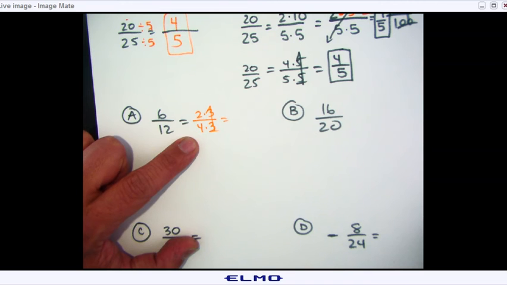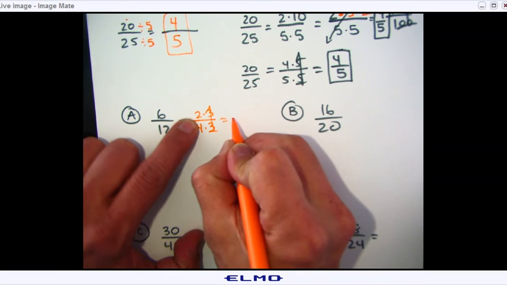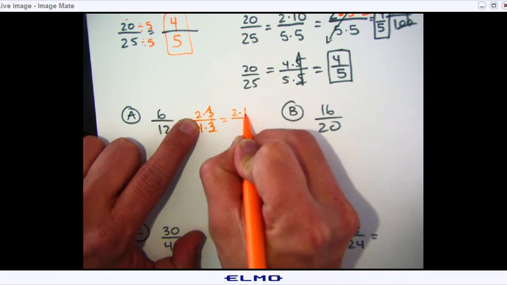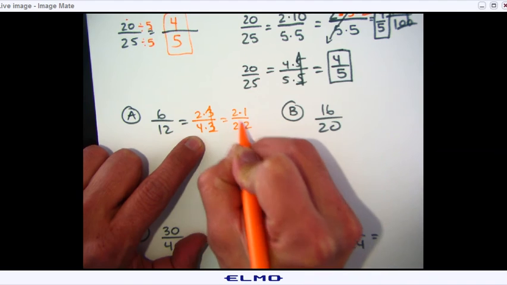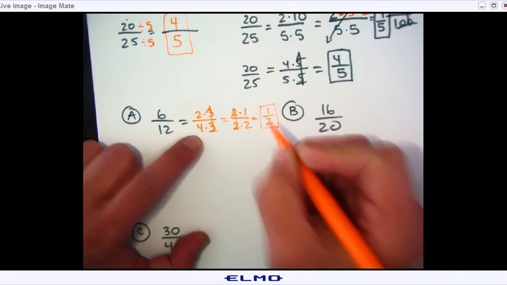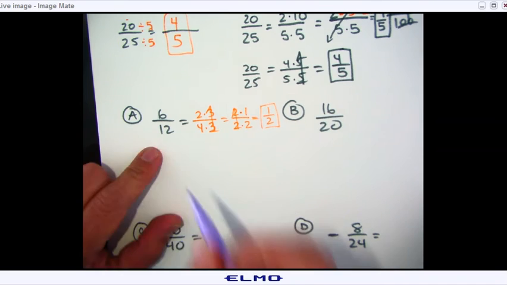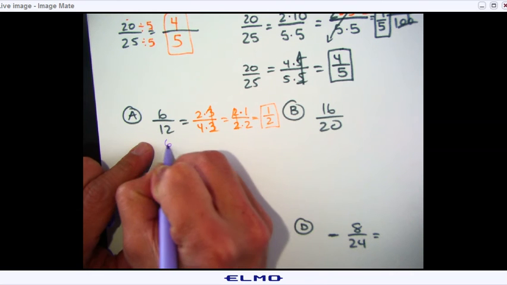But remember, the 2/4, you could still keep going, right? 2 is 2 times 1. And then 4 is 2 times 2. And there's your giant 1. So your answer is 1/2. Okay, 1/2. Now, if you did it the other way, you could have done 6/12.